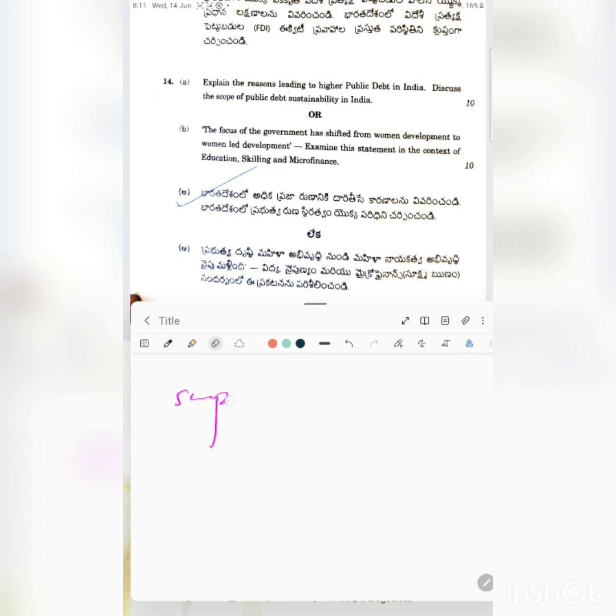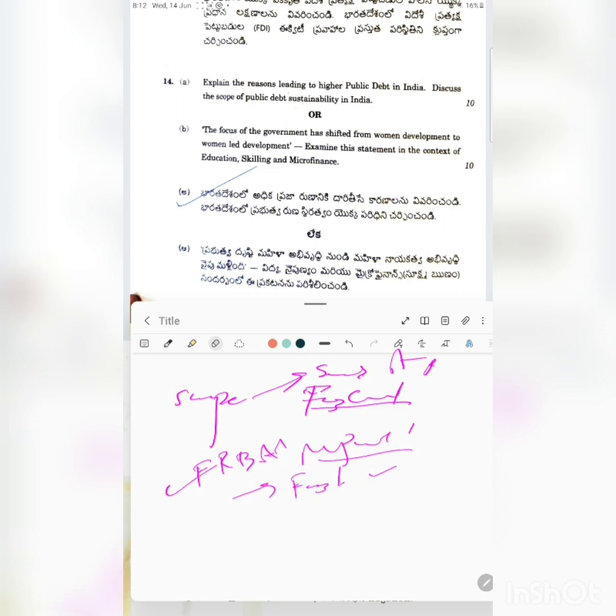See, public debt sustainability refers to sustainable management of public debt in order to avoid inflation and various other things. So what you can focus on: fiscal policy and monetary policy in the management of public debt. And you can speak about the FRBM Act, which speaks about fiscal consolidation, public debt consolidation. And you can speak about how external commercial borrowings can be limited.